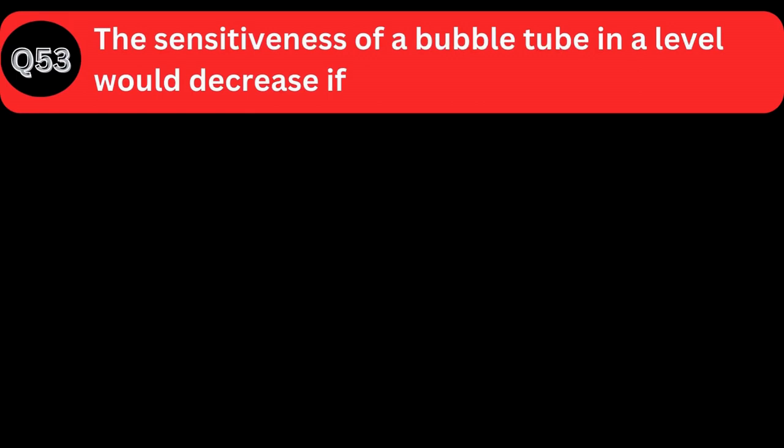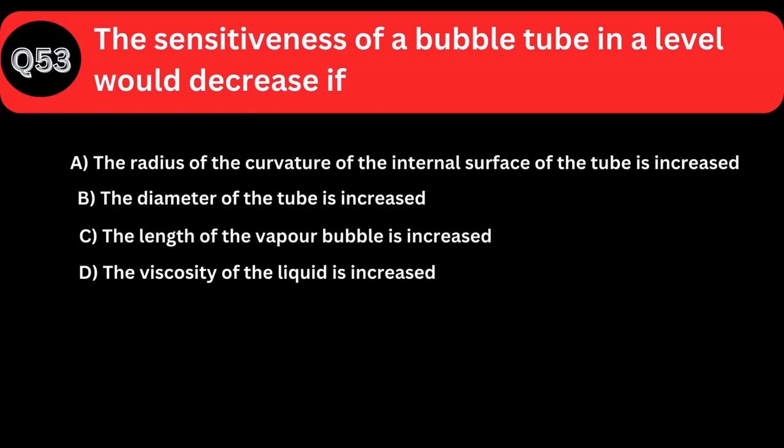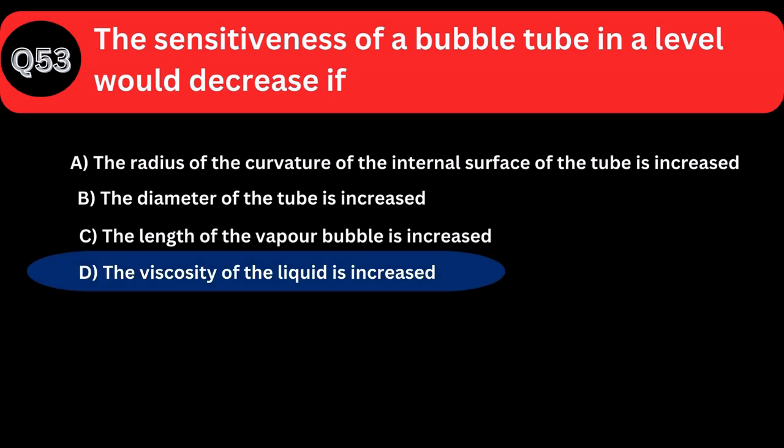The sensitiveness of a bubble tube in a level would decrease if: A. The radius of the curvature of the internal surface of the tube is increased, B. The diameter of the tube is increased, C. The length of the vapor bubble is increased, D. The viscosity of the liquid is increased.